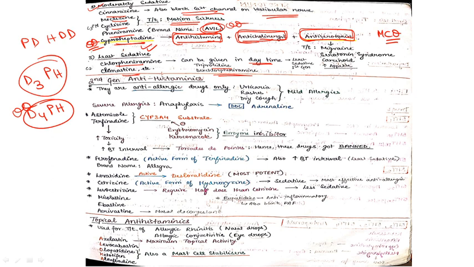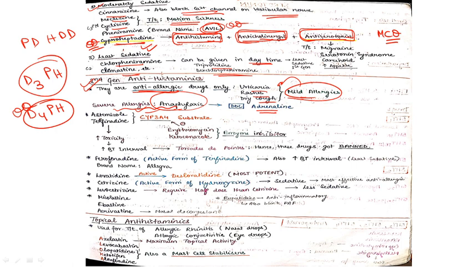Clear? Now coming to the second generation. So second generation, they are anti-allergic drugs only. They are only and only anti-allergic. They have no anticholinergic, antiemetic, or antivertigo activity. So they can be used for urticaria, rashes, and dry cough. Clear? Now, severe allergy, that is anaphylaxis, the drug of choice will be adrenaline, not an antihistaminic. Adrenaline will be the drug of choice for severe allergy. For mild allergy, you can give second generation antihistaminics.